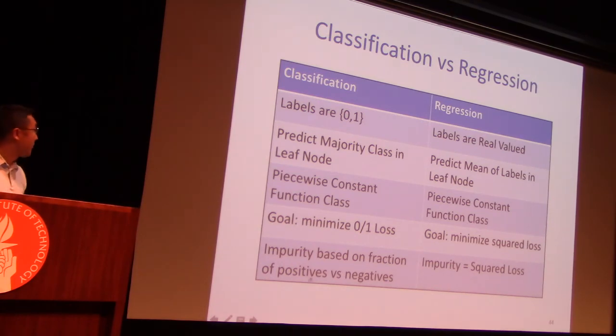And impurity for classification is some smooth function based on the fraction of positives versus negatives in the leaf nodes, such as Bernoulli variance or entropy. For regression, it's actually much simpler. It's just squared loss. So squared loss is itself a continuous and differentiable function. But otherwise, the training algorithm is exactly the same.